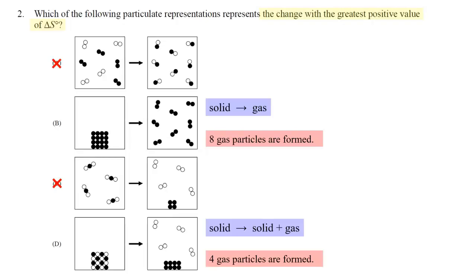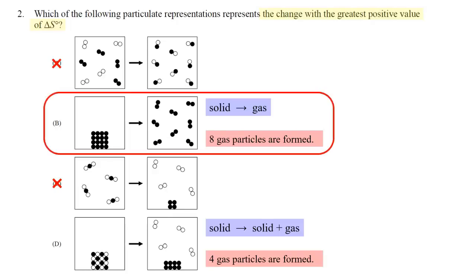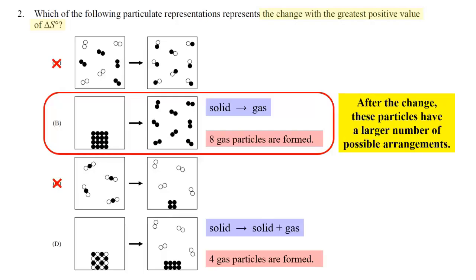So if I'm looking for the change with the greatest positive value of delta S, choice B should be the correct answer. Starting with a solid and then completely transforming that solid into a gas, that's going to be a greater change in entropy than in choice D, where we start with all solid and then we transform that into a mixture of a solid and a gas. So choice B is the correct answer because of the 4 choices, after the change in choice B, these particles have the larger number of possible arrangements. So choice B is the correct answer to question 2.